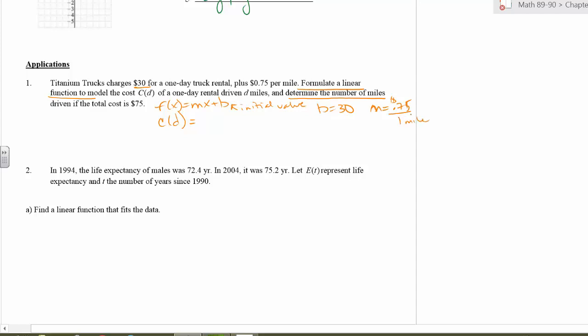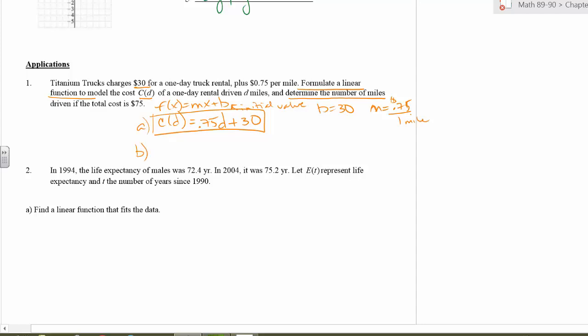So when I put that into the function, this is what it's going to look like. 0.75 times d, because in this case, our variable of choice, which was decided for us in the problem, is d, plus how much we have to pay initially. So this is the function. When they ask formulate a linear function, this is it. If I drive 0 miles, you let d be 0, and I pay $30. If I drive 1 mile, let d be 1, I pay 30 plus 75 cents, or $30.75. So that's sort of part A.